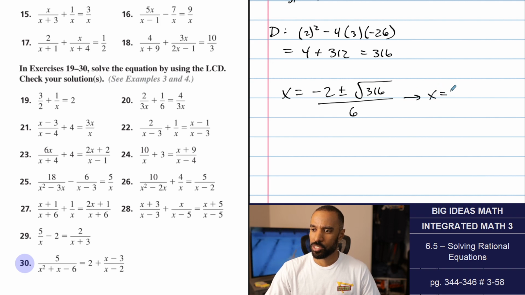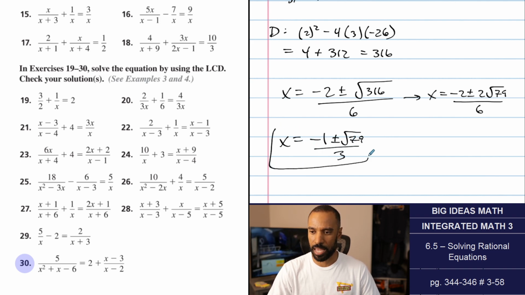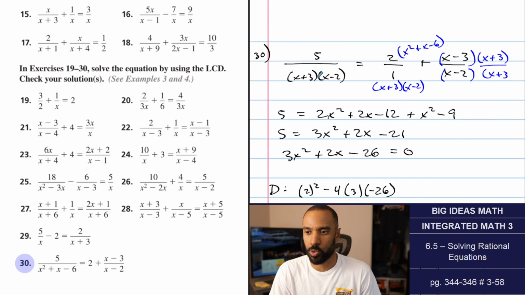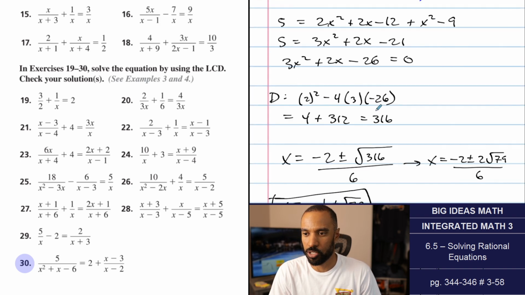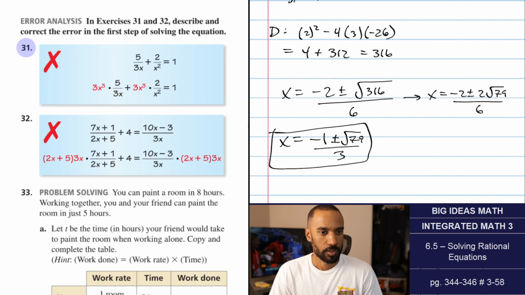So x equals negative 2 plus or minus, that's 2 root 79 all over 6. When you divide these all by 2, you get x equals negative 1 plus or minus square root of 79 over 3. This is assuming that you can have those exact answers there, which I prefer. Exact's not rounded, at least for non-word problems. And those should not be extraneous because that's not a negative 3 or a positive 2. You're good there. Okay. What's on the other side?